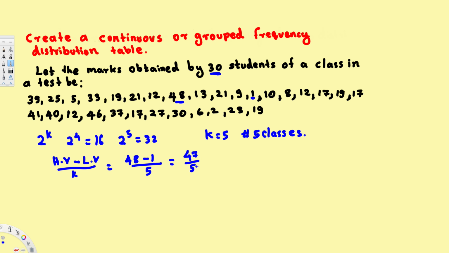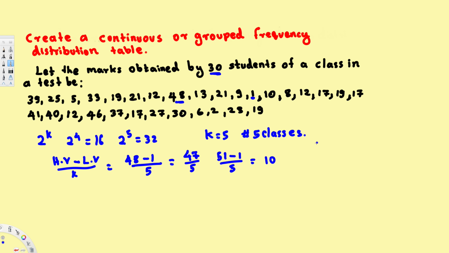So this is not a good number to work with. So we have to look at another value that will give us a whole number. The number above this one that will work well would be 51. 51 minus 1 divided by 5, you will get 50 over 5, that's going to be 10. Now we can create a class range, that is going to be 10. Now let's go ahead and create our table.